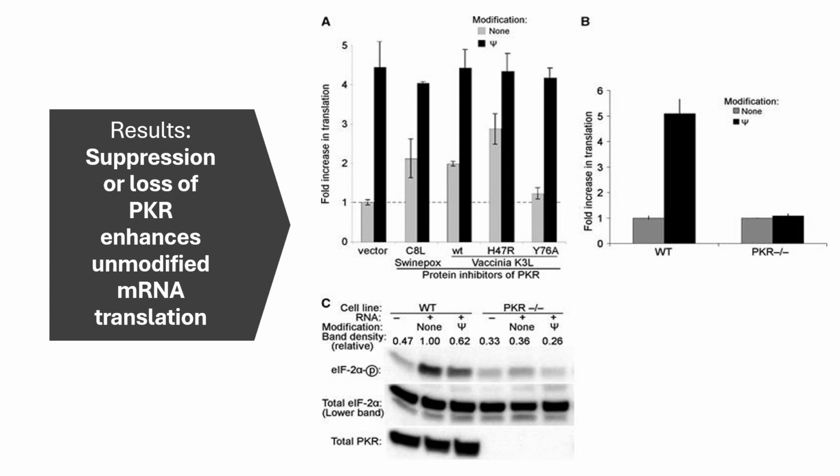Image C shows IF2 alpha phosphorylation in wild-type and PKR knockout cells. Pseudouridine transcripts cause less IF2 alpha phosphorylation than unmodified transcripts in wild-type cells. However, in the absence of PKR, IF2 alpha was not phosphorylated by either mRNA, showing that PKR is the link between in vitro transcribed mRNAs and decreased translation efficiency.